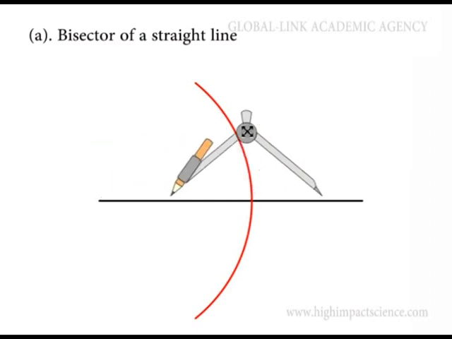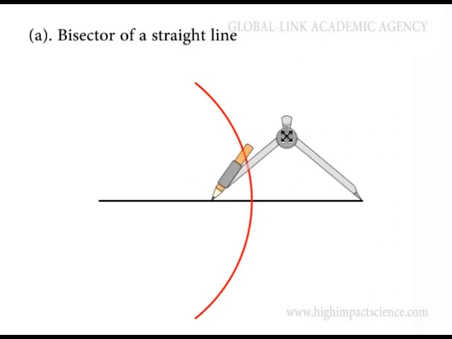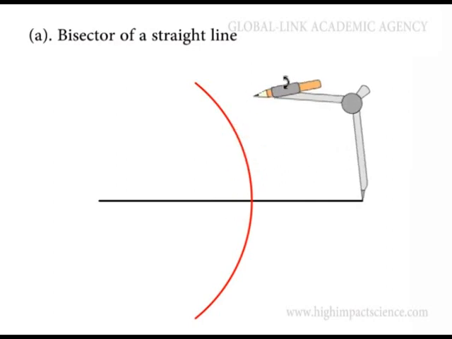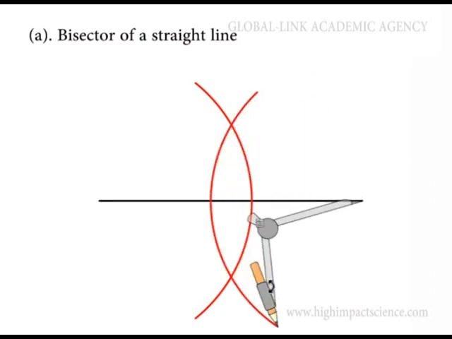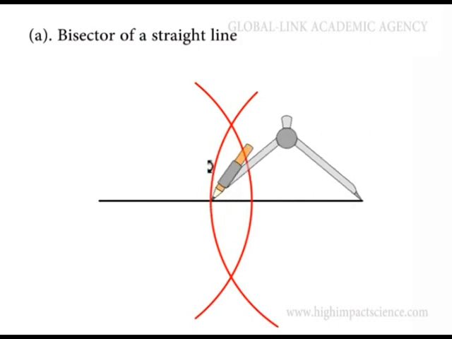Now we move the compass to the other end without changing its radius, that is the distance between the pencil and the needle. We will make another arc from up to down, and you should see that the two arcs intersect at 2 points above and below the line.